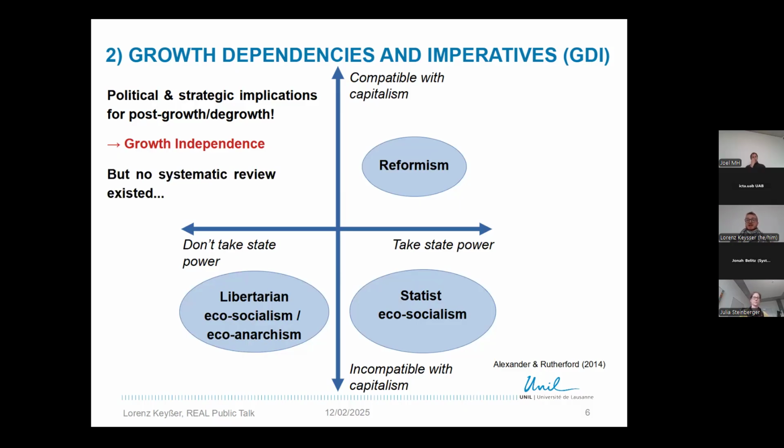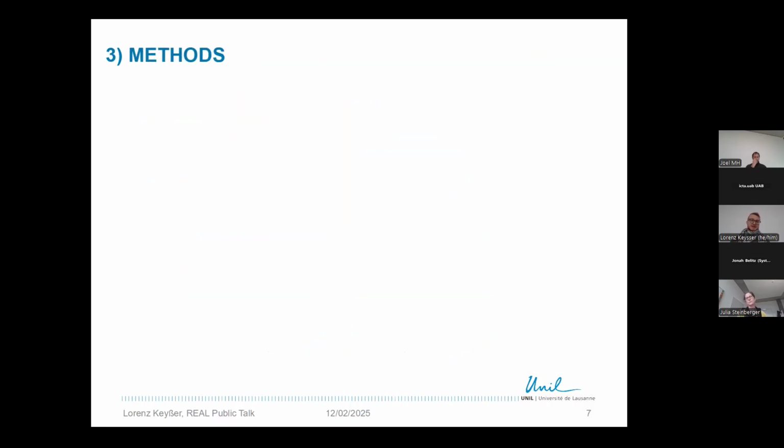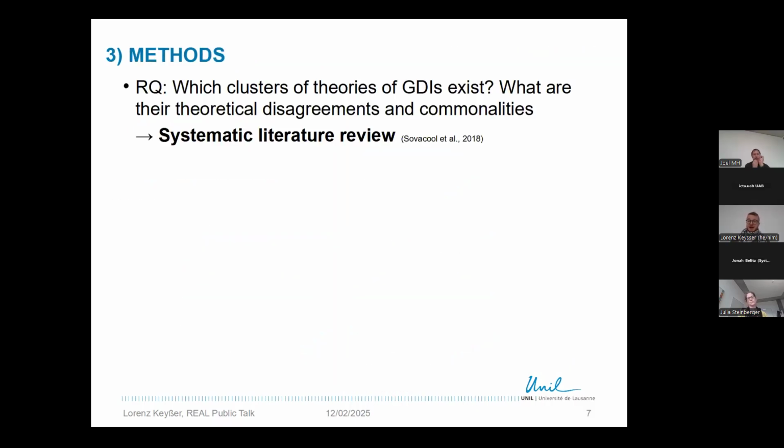But we currently had no systematic review of the proposed mechanisms, so we didn't have a full picture, or a rather full picture, of which mechanisms have actually been proposed. So this is basically what this paper is about. The research question is: which clusters of theories of GDIs exist, and what are their theoretical disagreements and commonalities? We apply a methodology of systematic literature review following Sobercool et al.